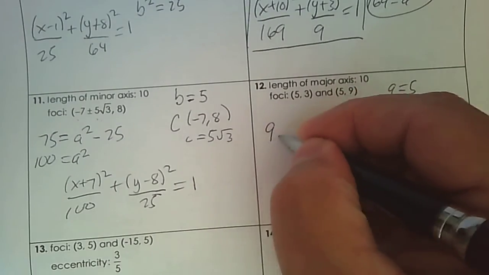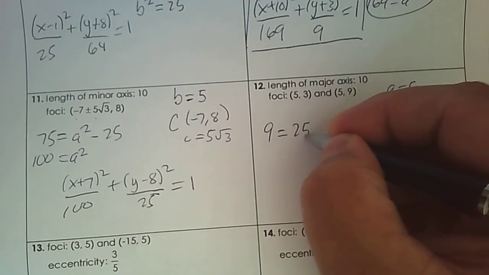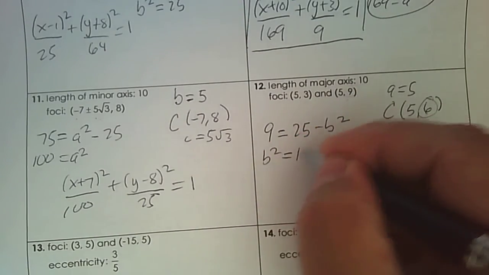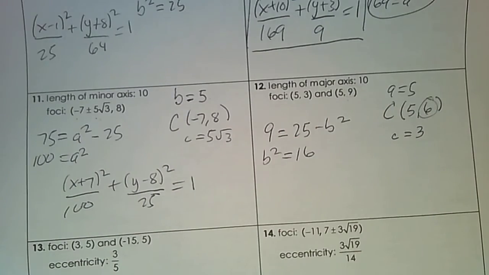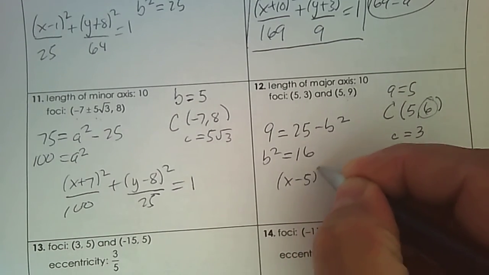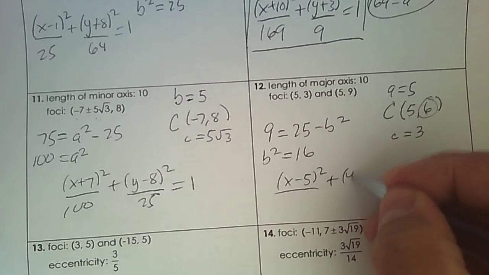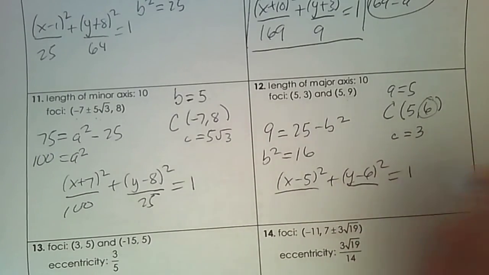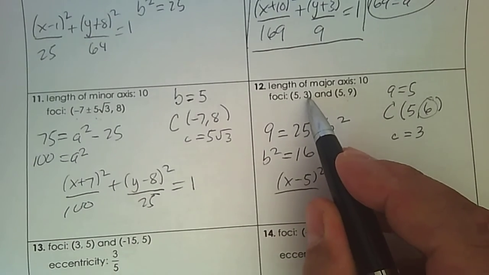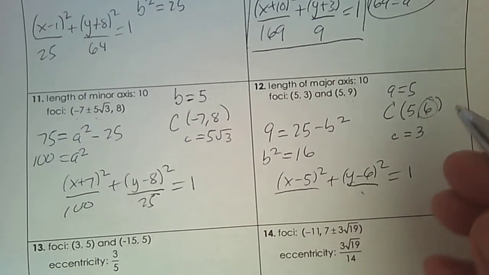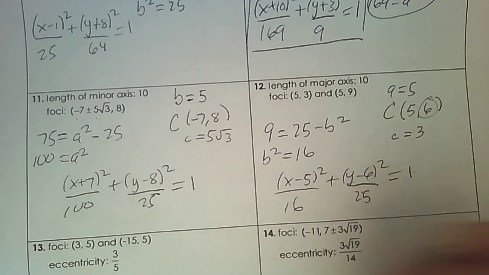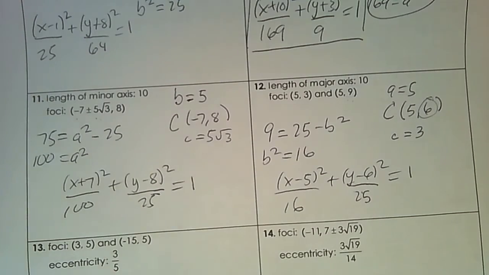So c squared is equal to a squared minus b squared. So I'm going to add b squared and subtract 9, and now I know what b squared equals. Now put it all together. The center, x subtract 5, y subtract 6, equal to 1. Which one's major and which one's minor? Look at the foci, the y coordinate change. So underneath the y will be a squared. That's 25. Underneath the x will be 16. And you have it.